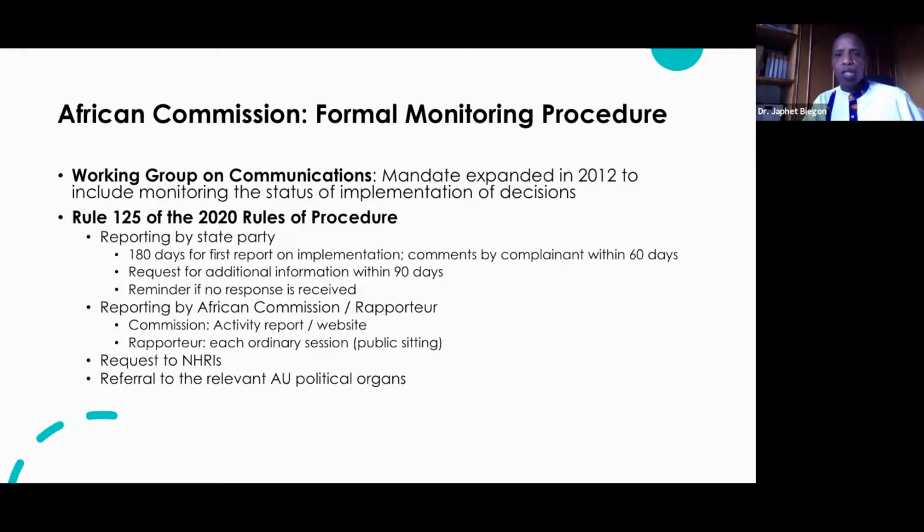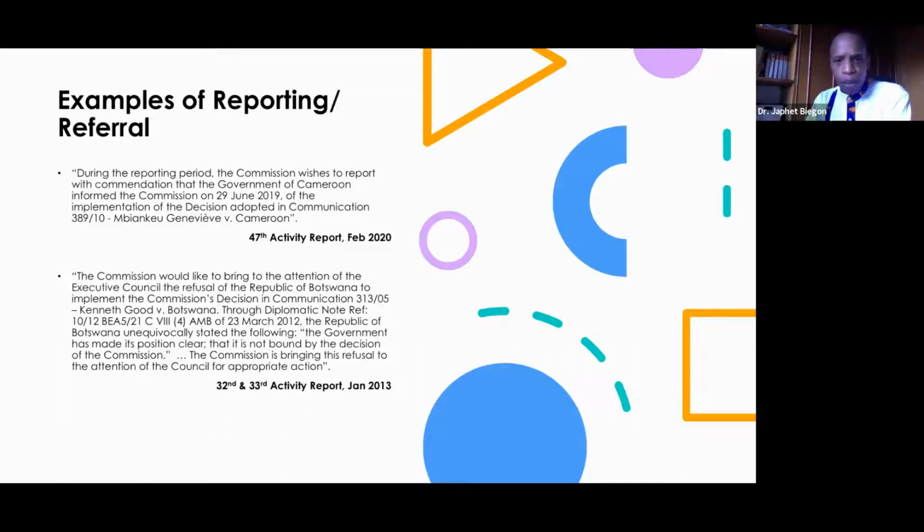This then brings us to examples that I've already mentioned. For instance, the African Commission in the case of Cameroon. This quote comes from the latest 47th activity report, where the Commission says that Cameroon has complied. The only flaw that I see in this kind of reporting is that it does not really unpack what Cameroon has done. And therefore you are not able to tell, looking at the decision that the African Commission gave and this paragraph, whether the decision has been complied with to the satisfaction of the complainant.